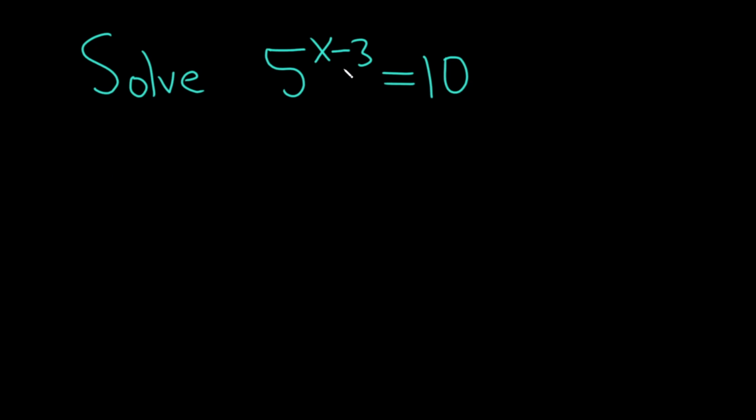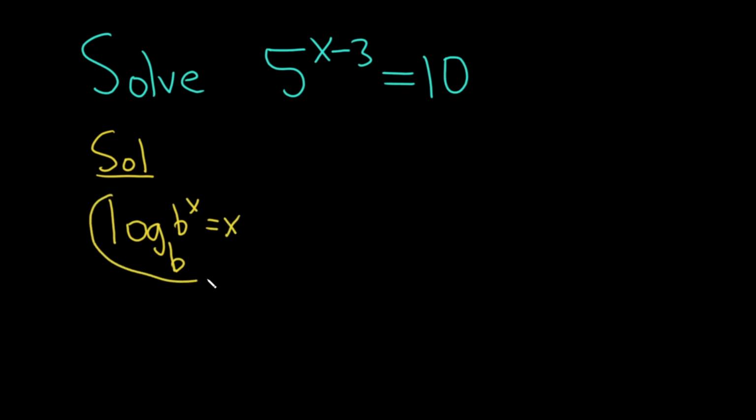Solve 5 to the x minus 3 equals 10. Solution. So the x is up here in the exponent. We somehow need to bring it down. So there are a few ways of doing this problem. So one way to do this is to think about this formula. You have log base b of b to the x, that's equal to x. Super powerful and super useful. Basically, when the bases are the same, the log goes away and you just get x.